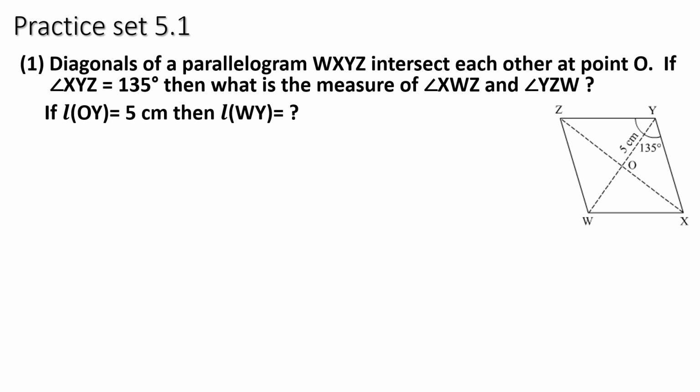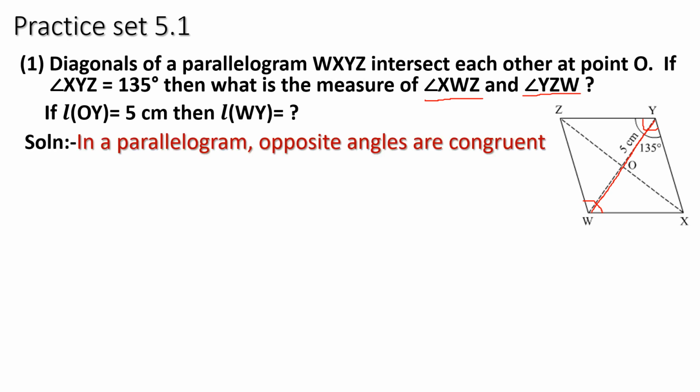So what we have to find out first is what is the measure of angle XWZ and YZW. Observe the diagram. XWZ is this angle and XWZ is opposite to angle Y. So what is the measurement of angle Y? That is the measurement of angle W because opposite angles of a parallelogram are congruent. So let us start solution. In a parallelogram, opposite angles are congruent. So angle XYZ is equal to angle XWZ, which is equal to 135 degrees.